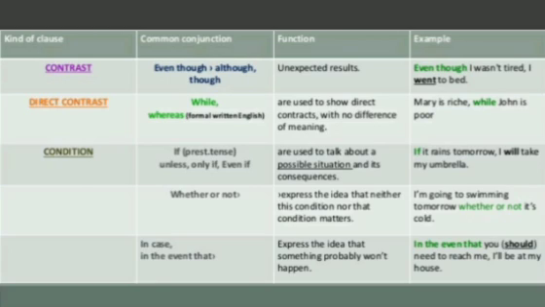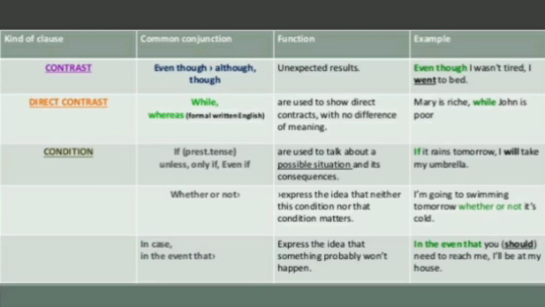For condition, we use the conjunctions if, unless, only if, even if, whether or not, in case, in the event that. All these are used to talk about a possible situation and its consequences, to express the idea that neither this condition nor that condition matters, and to express the idea that something probably won't happen.